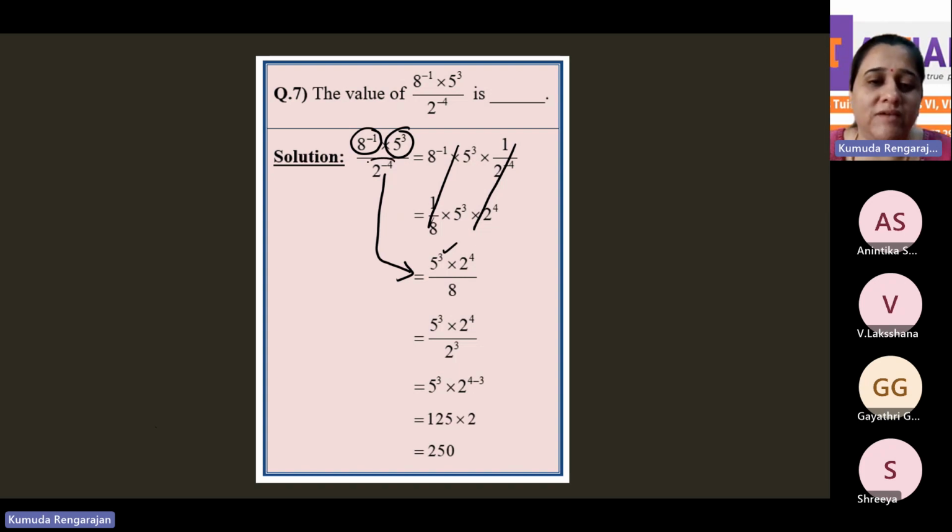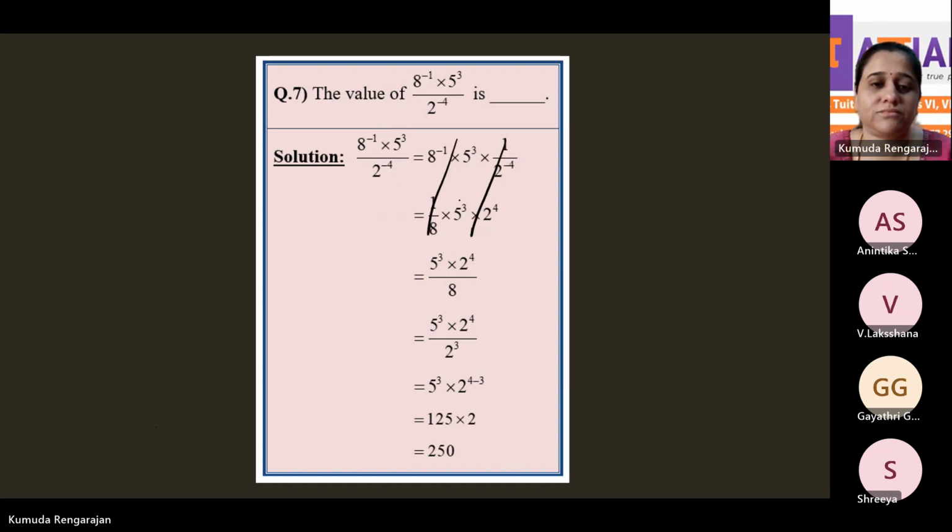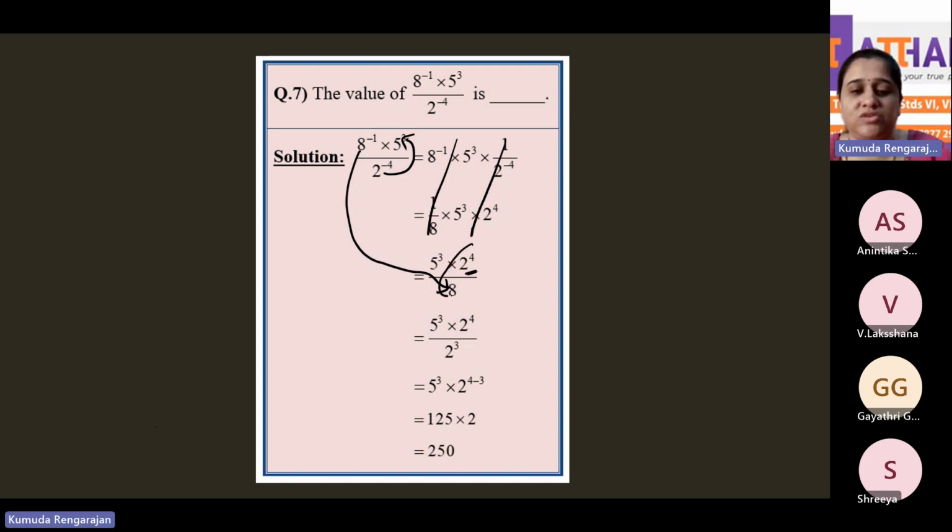Now in the denominator, we have 2 to the power minus 4. Again, not happy. We need to have a positive 4. So change the position, bring that to the numerator. You can see here, this 8 to the power minus 1 goes down as 8 and 2 to the power minus 4 comes up to the numerator as 2 to the power plus 4. Just observe these two, children.